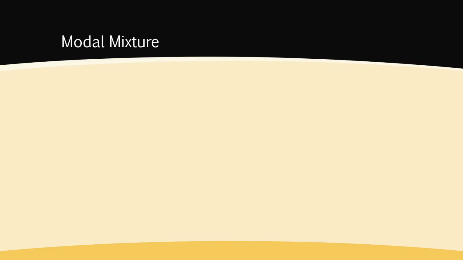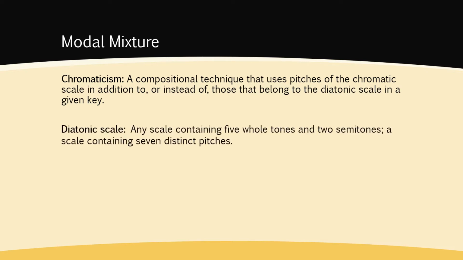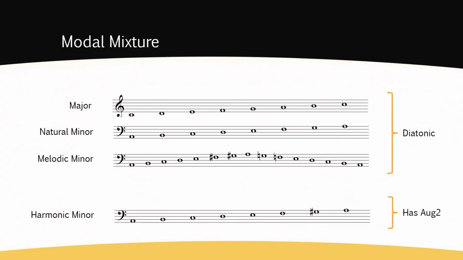Chromaticism is a compositional technique that uses pitches of the chromatic scale in addition to, or instead of, those that belong in the diatonic scale in a given key. We can also say that the use of chromatic pitches creates non-diatonic harmonies. Remember that a diatonic scale is any scale containing 5 whole tones and 2 semitones. The major and 2 of the 3 varieties of the minor scale are diatonic scales.